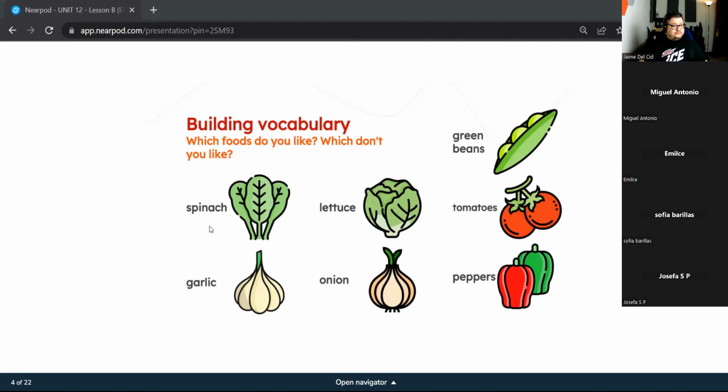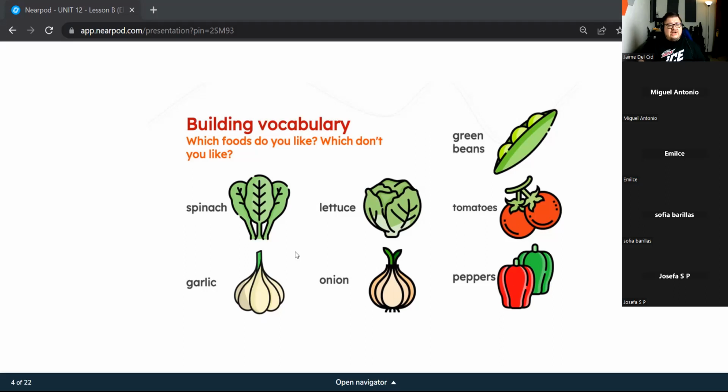Just read it. Okay. Build your vocabulary. Which foods do you like? Which foods don't you like? Spinach, garlic, lettuce, onion, green beans, tomatoes, peppers.